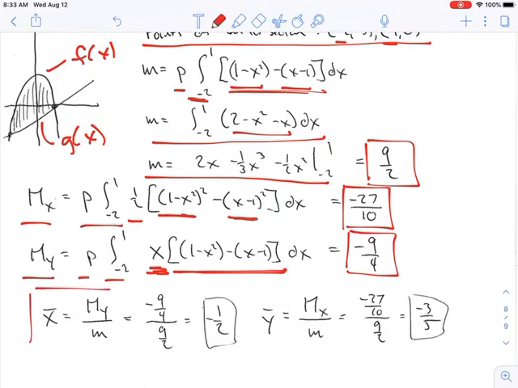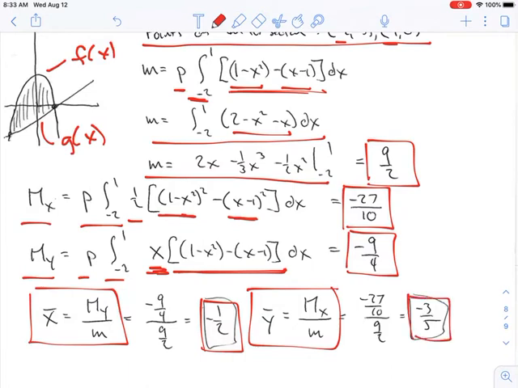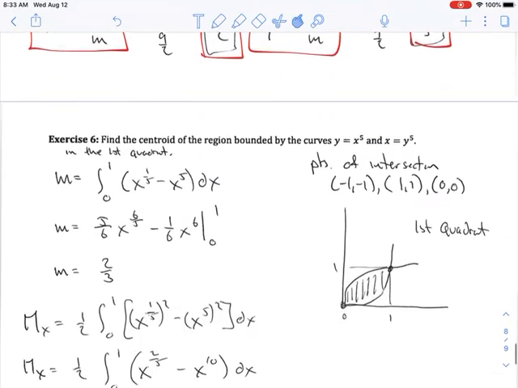The x value of the centroid, or the center of mass, is the total moment about the y-axis divided by the mass, which is negative 1/2. And the y value of the centroid is the total moment about the x-axis divided by the total mass, which is negative 3/5. So there's just a little bit more algebra. As far as the integrating goes, it usually isn't any more difficult than we've done before. One more example.